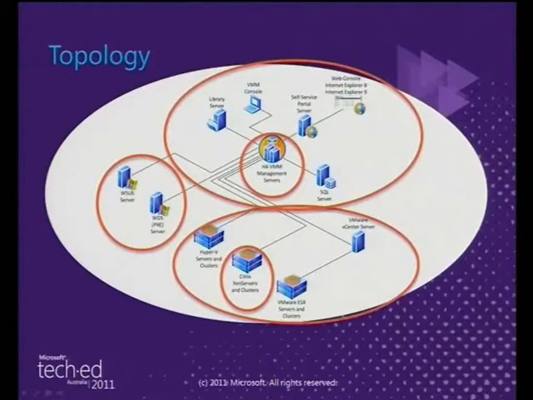So this is the new System Center 2012 topology. As you can see, I made lots of circles. There is a huge difference. Let's see. Good. So this one we already have on 2008. It's the web console. We still have the self-service from the 2008 version, VMM console from the 2008 version, library server from 2008 server. But can you see there are two servers here?